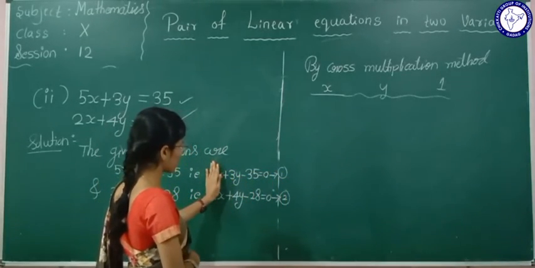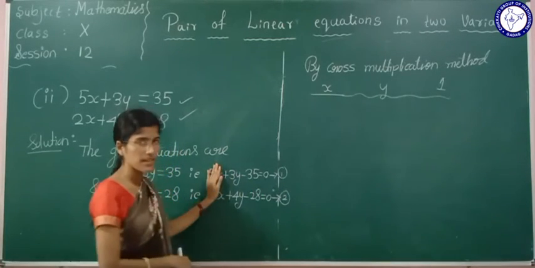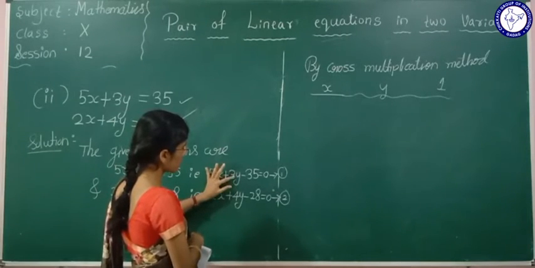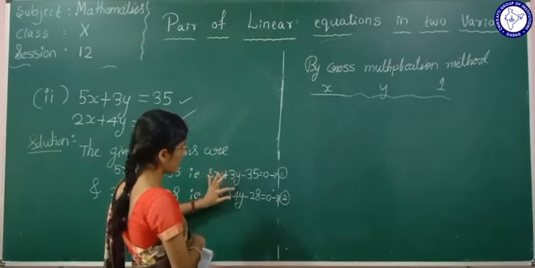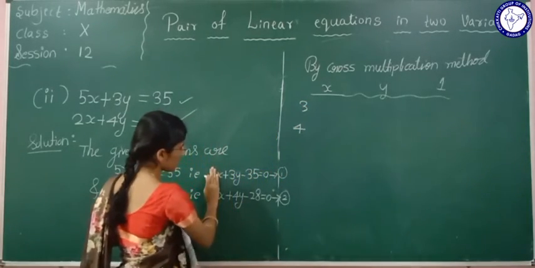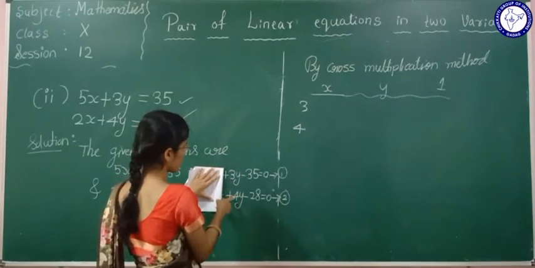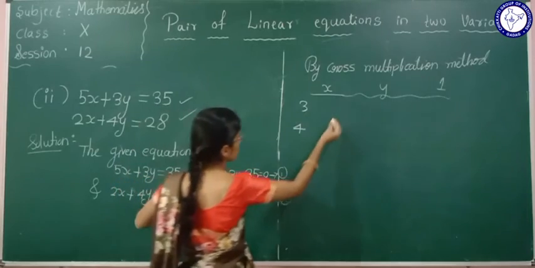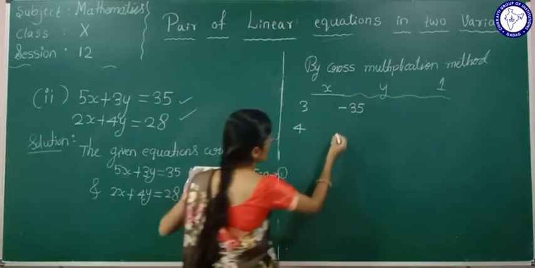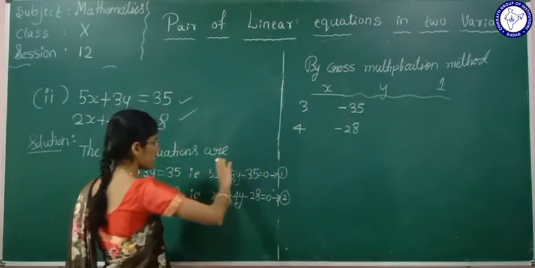Close this x, close the x variables. Now see here, what are the coefficients of y? The coefficients of y are 3 and 4. Afterwards, what are the constants? Minus 35, minus 28. After writing the constants, again come to the variable of x.